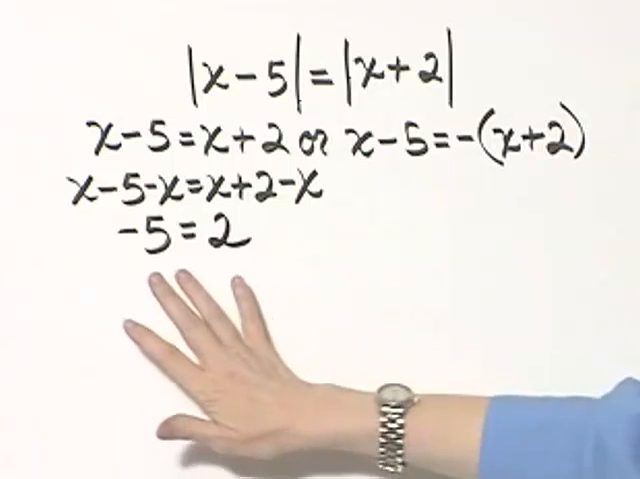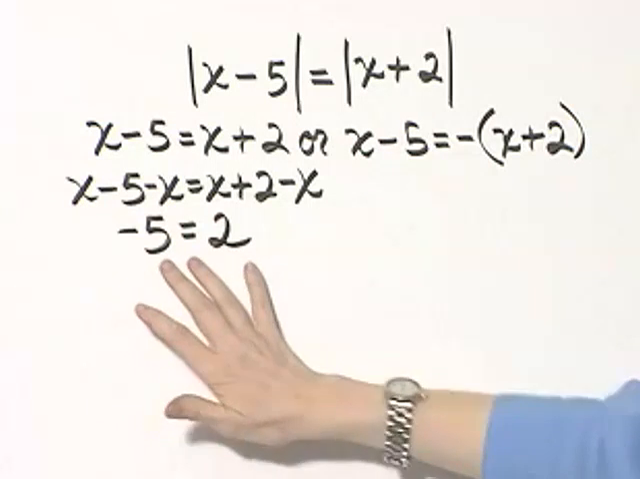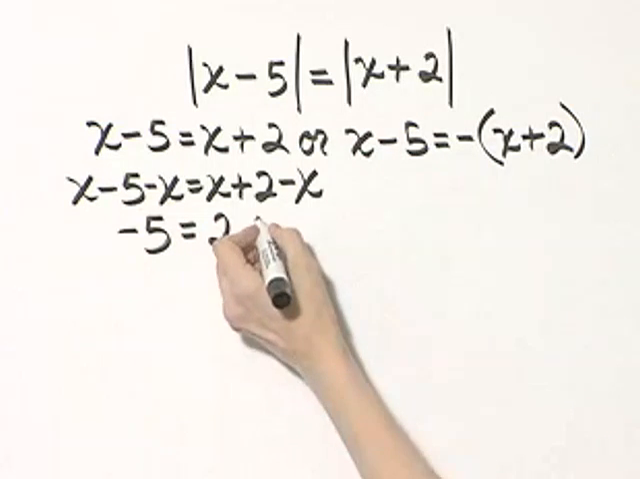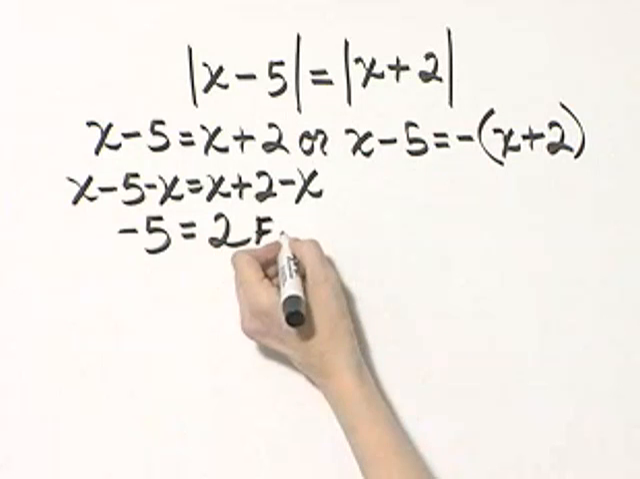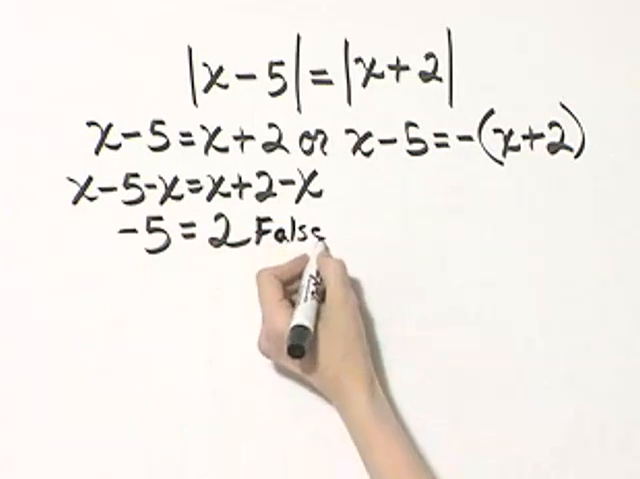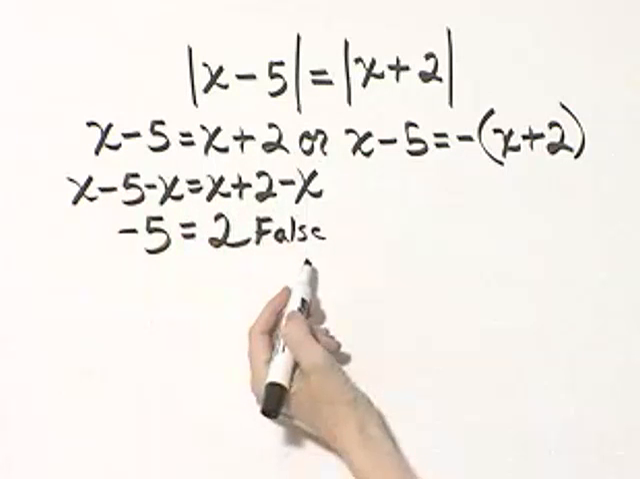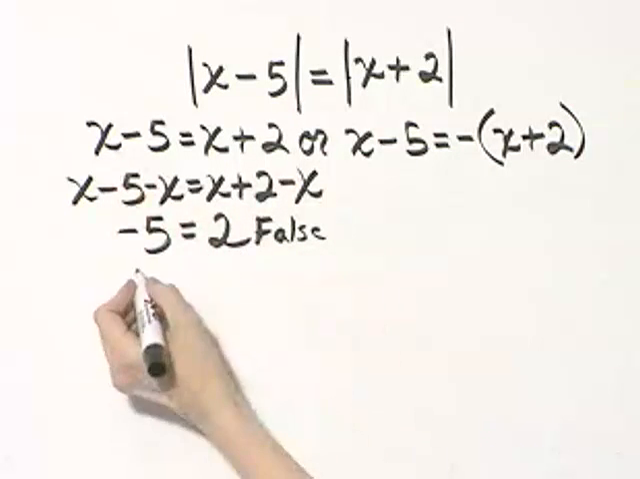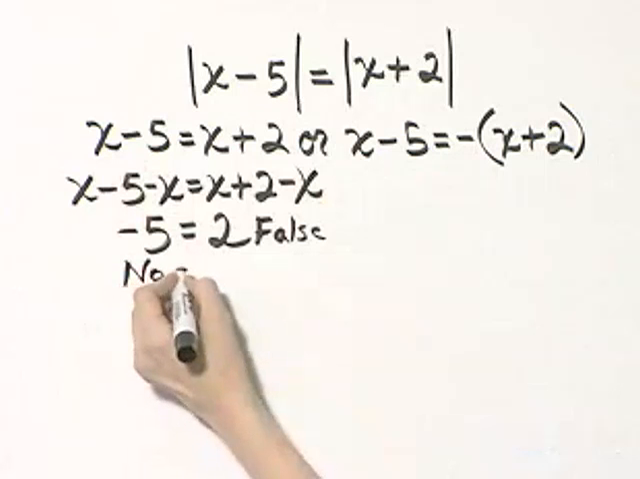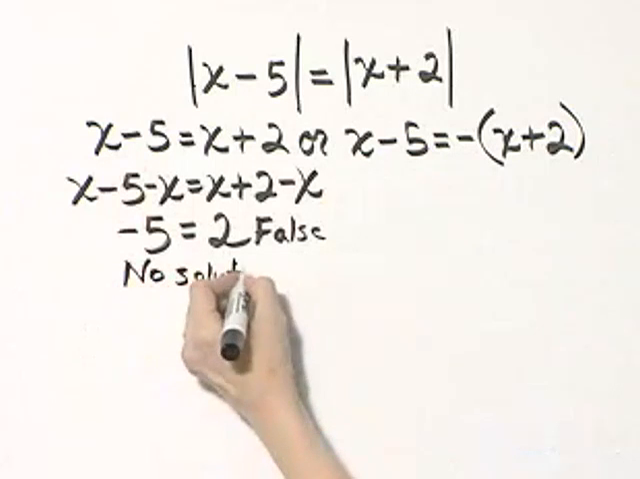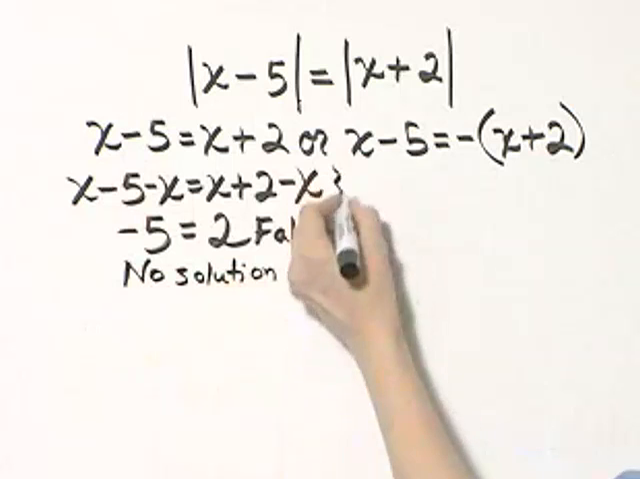Now what happens when all variables subtract out and you have a false statement? Negative 5 is equal to 2, that is a false statement. That means the original equation here has no solution. So this equation gives us no solution so far. What happens on the other side?